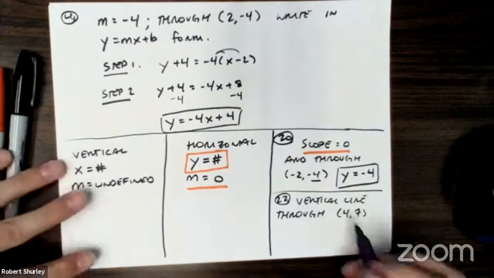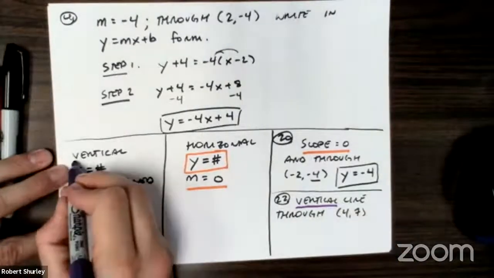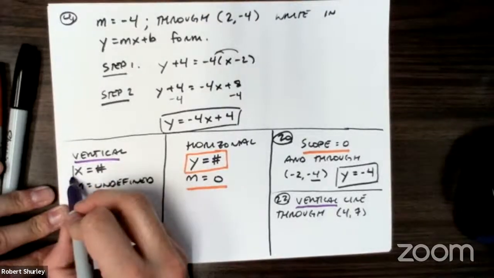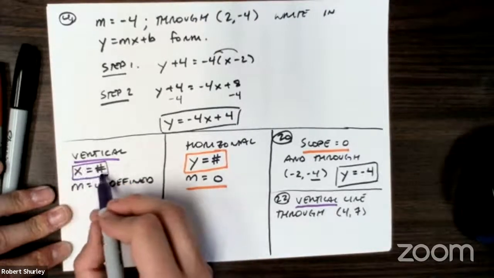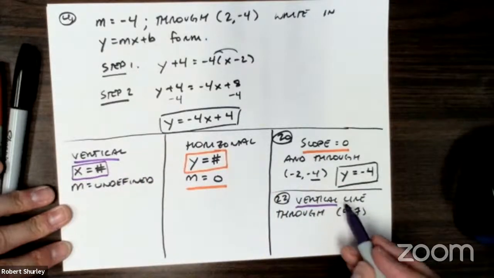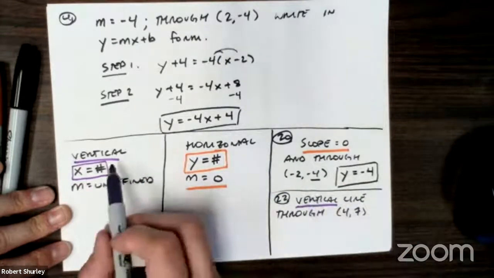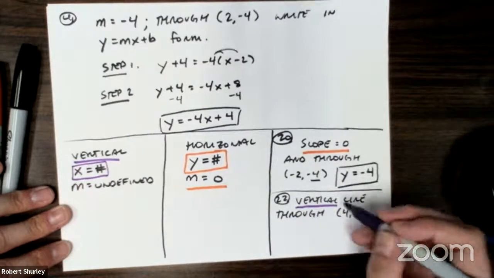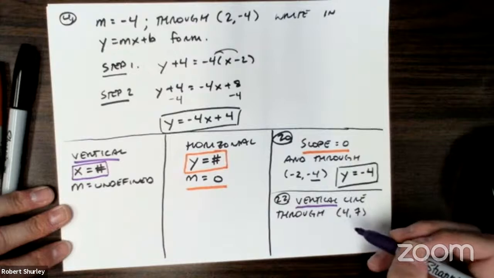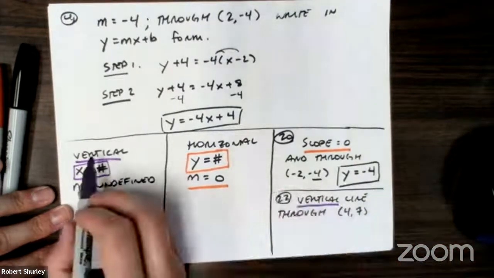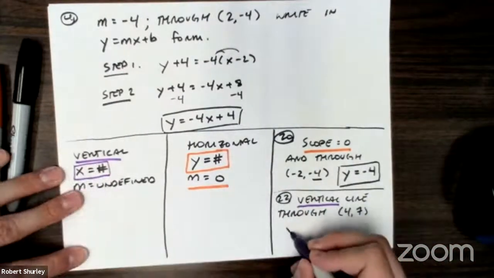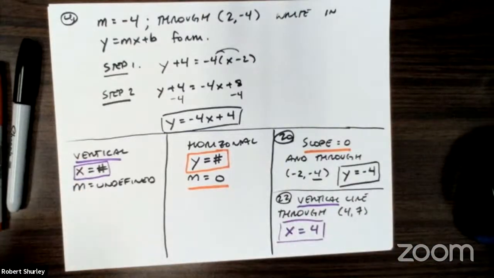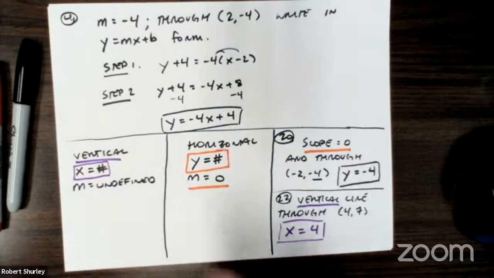Okay, vertical line through. First off, it just tells us it's a vertical. So boom, I know I'm over here. That means I'm going to have x equals a number as my equation, right? Now I've got to go back to the coordinate. The x value is 4. Remember, just like before, in vertical lines, all the x values are going to be the same. If you look at every single coordinate in a vertical line, the x value is going to be the same. So therefore, my equation is going to be x equals 4. That's it. x equals 4, and we're done.